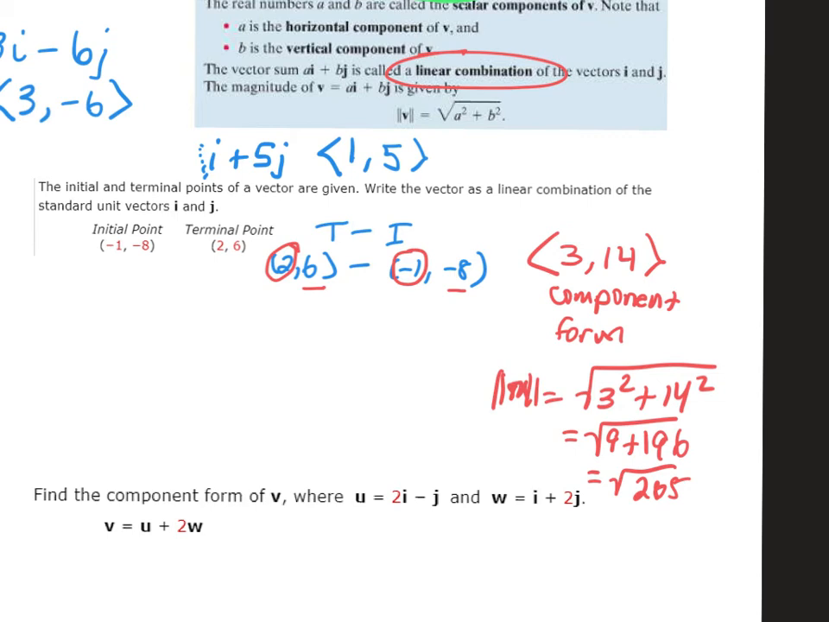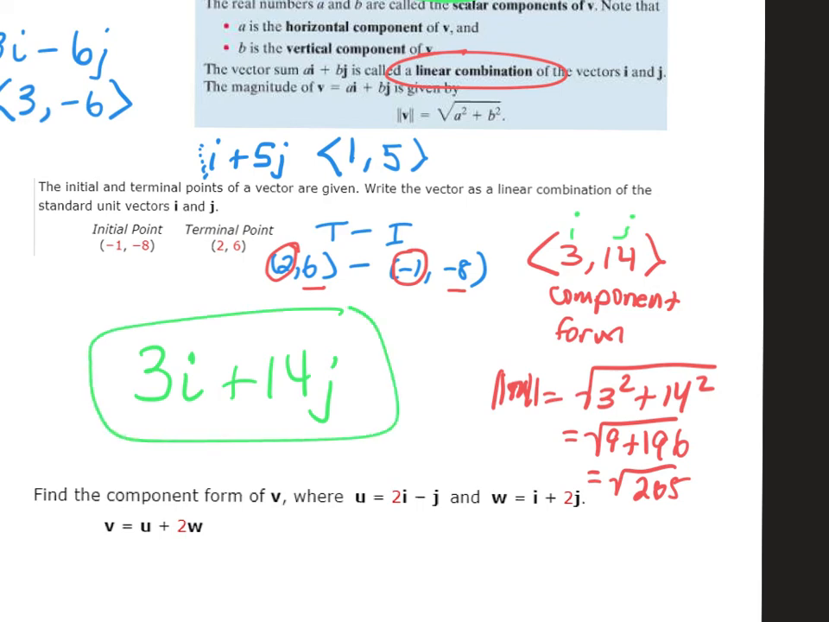But they're asking me to write this as a linear combination. Well, so think about it like this, guys. The first value is my I. It's my horizontal. And then the second value is J. They're both positive, so you would write it as 3I plus 14J. That would be your linear combination.